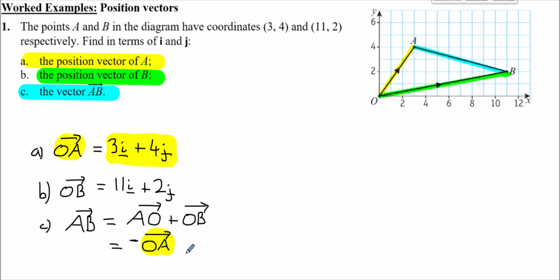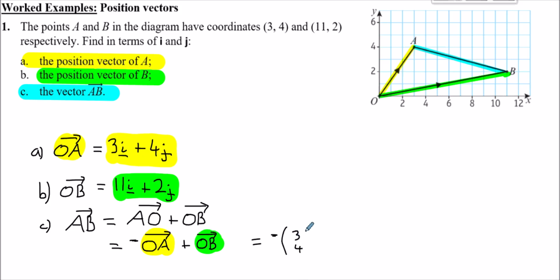Then of course plus OB, which we already worked out from before. And so once again, instead of using our brains too much and working out new things where we don't need to, we can just use this above. So what we have is minus OA. So AB is minus OA, which is going to be minus (3, 4).